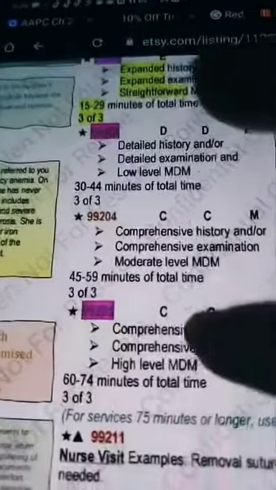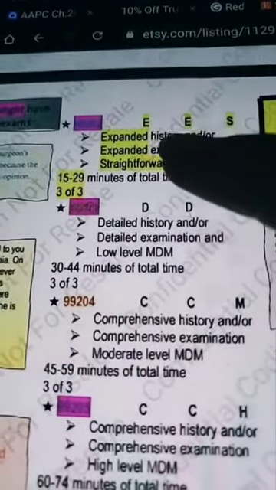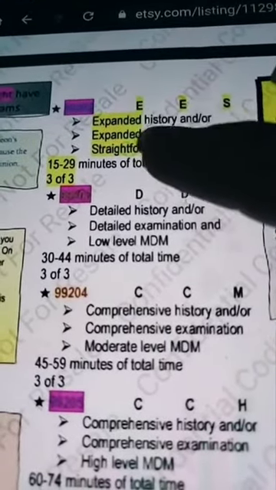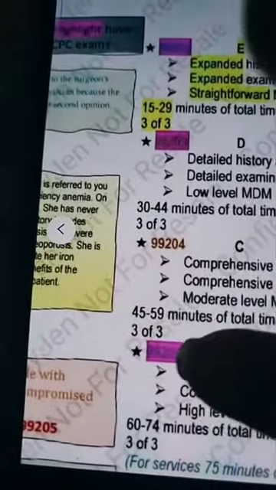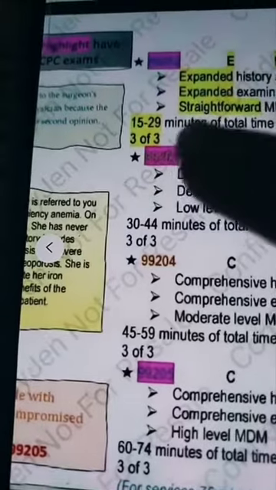And then these are the E&M codes that I have done. You'll highlight those words for each code. I'm sorry you can't see the pink, but when you print it out, you can see the pink.